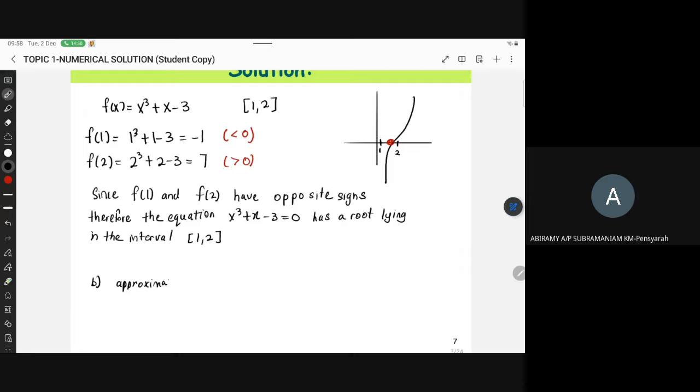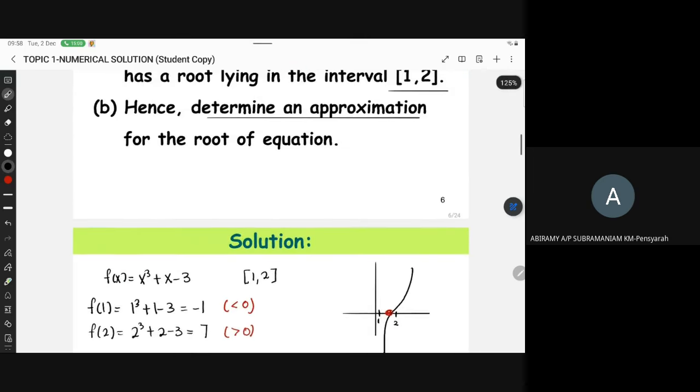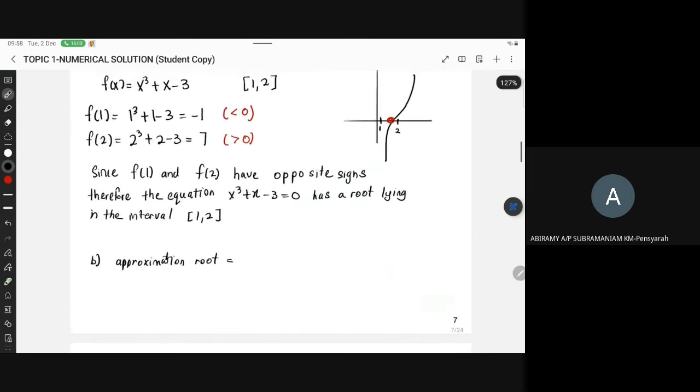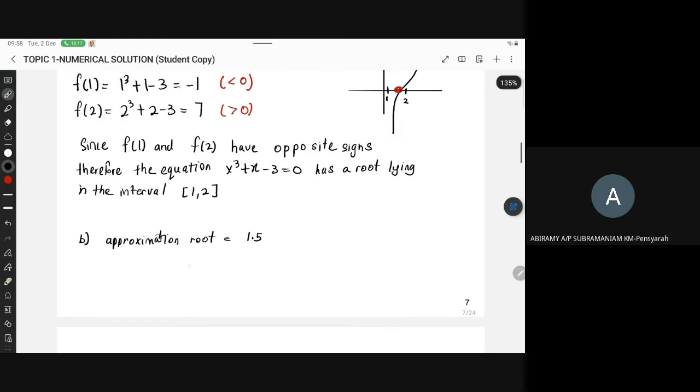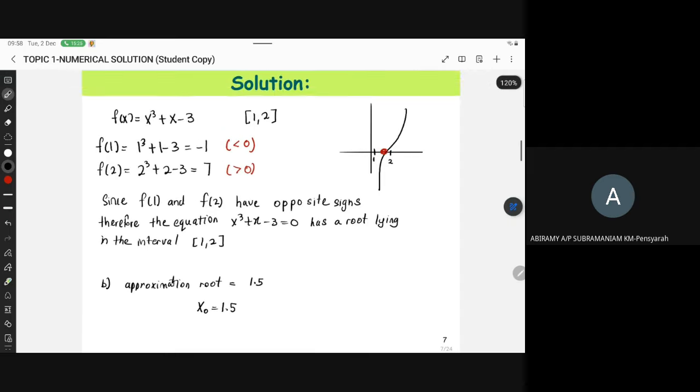the approximation root, you can write any value in between 1 and 2. So usually the approximation root will be in between the interval 1 and 2. So we usually take the mid value of 1 and 2, which is 1.5. So the approximation root is 1.5, and usually the first approximation we note it as x naught. So x naught is 1.5. So that's the answer for example 1.